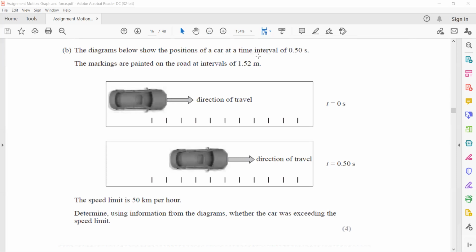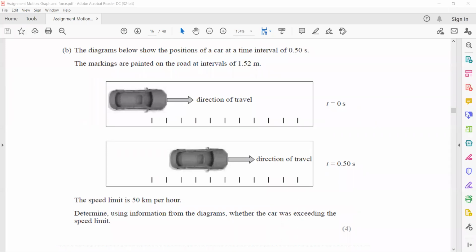The diagram below shows the position of a car at a time interval of 0.5 second. The markings are painted on the road at intervals of 1.52 meter. The speed limit is 50 km per hour. Use the information to determine whether the car was exceeding the speed limit.